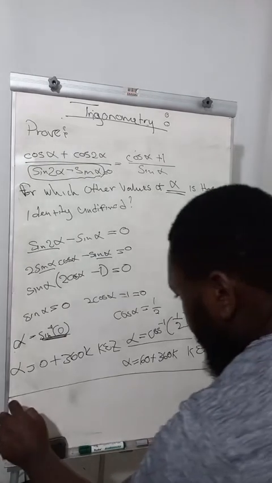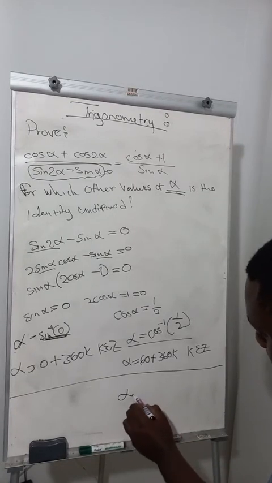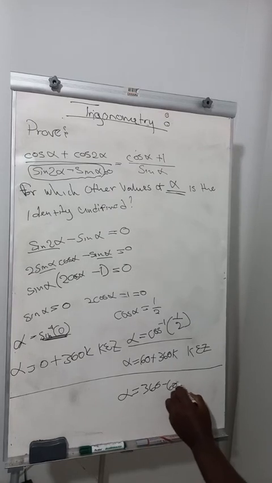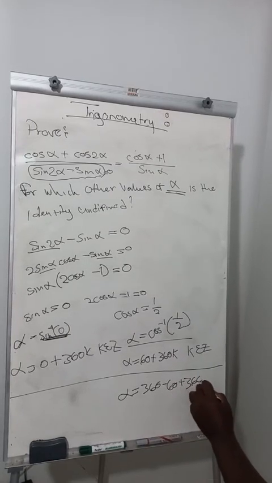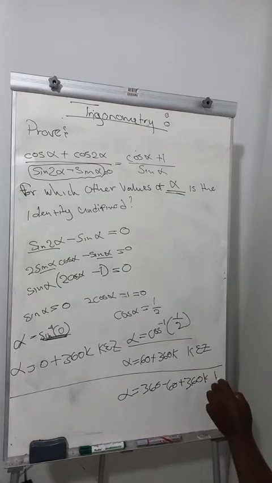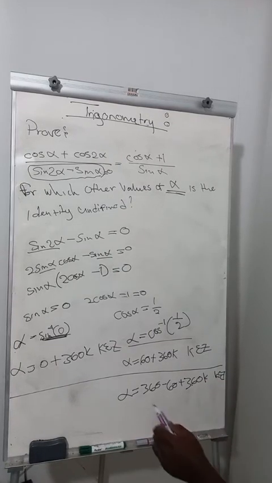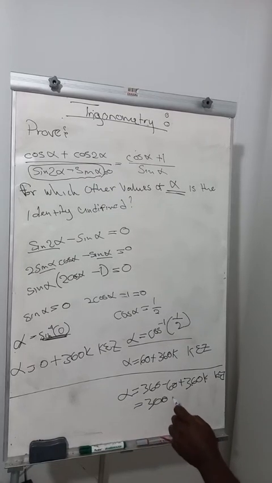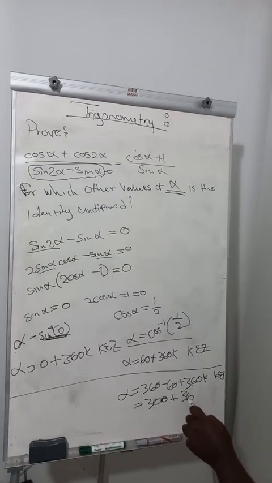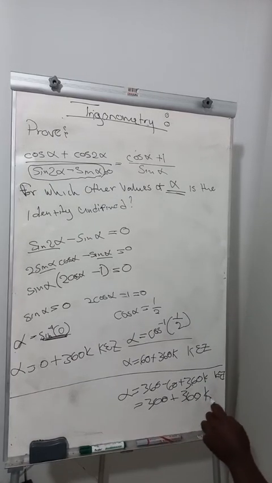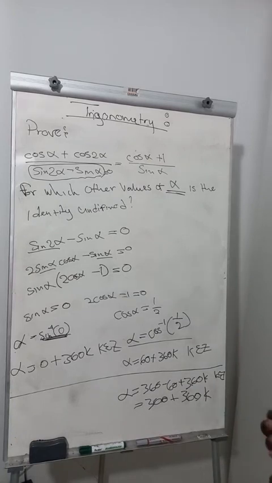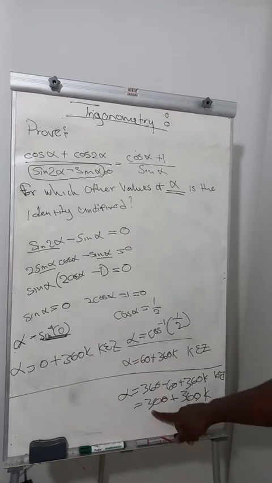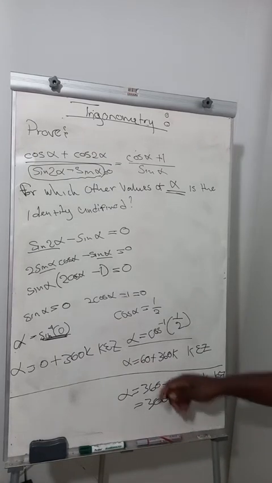Let me just do it like this. I was going to say alpha is equal to 360 minus 60, plus 360k, and then k is an element of integers, and then I'll get 300 plus 360k. Do you know that you can prove these things? If you got a 60 here and then another answer is a 300, you can also check this.